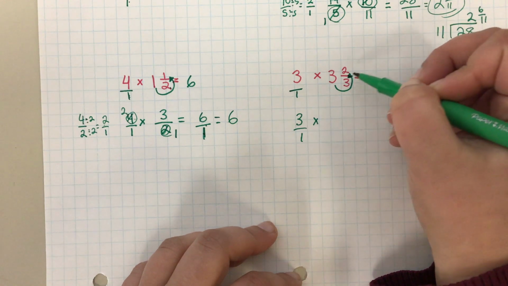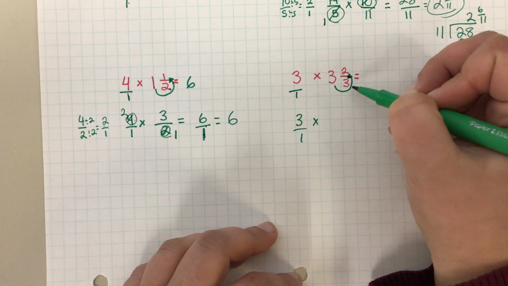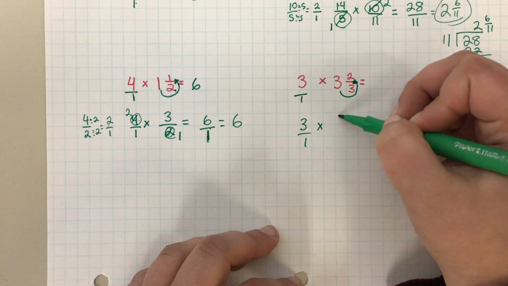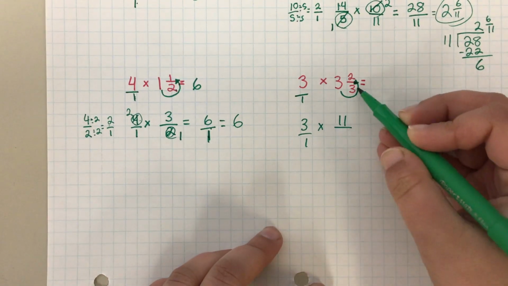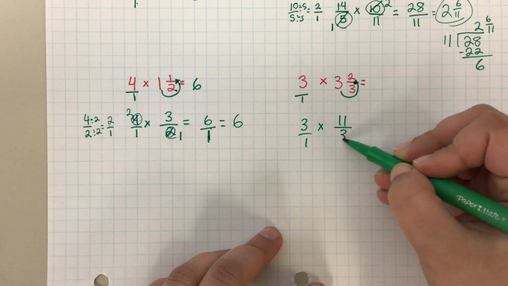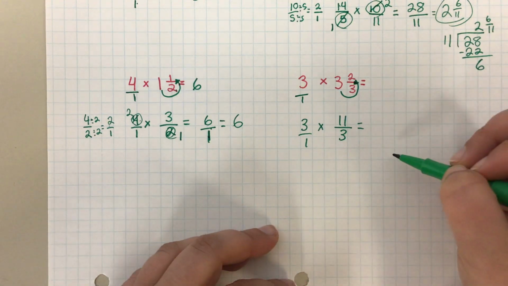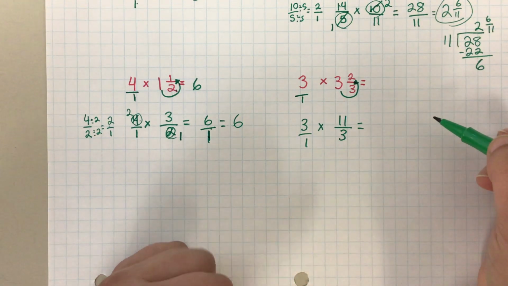I draw my curly line. 3 times 3 gives me 9. 9 plus 2 gives me 11. What's it over? Well, the 3 is there, so I have to keep the 3. And now I'm ready to do my multiplication.